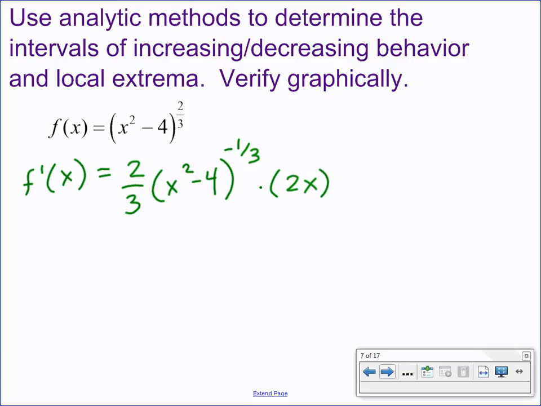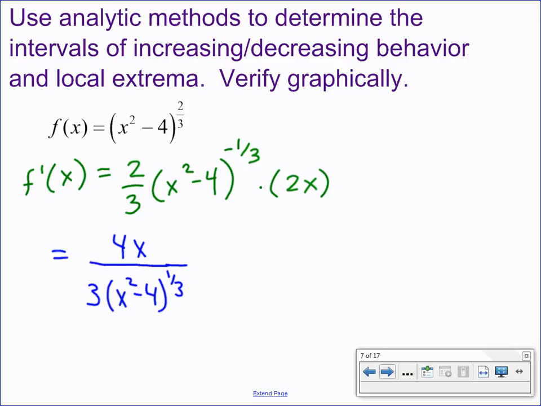And then I could rewrite that so that it's easier to do our analysis. If I combine, this looks like 2 times 2 is 4x over, and this looks like 3, and x squared minus 4 to the 1/3 power on the bottom. How's that? Single fraction? Great.